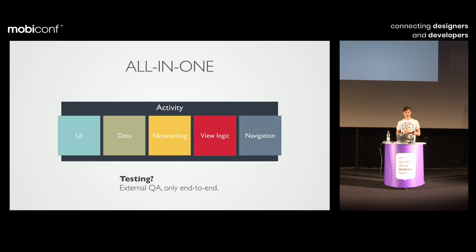And what does it mean that code must be easy to test? This is our first approach, all-in-one classes. So we had huge activities which were doing everything. The UI logic, but they were also working with data, networking, navigation, everything. Is it testable? No, it is not. Maybe we could test it via end-to-end testing.